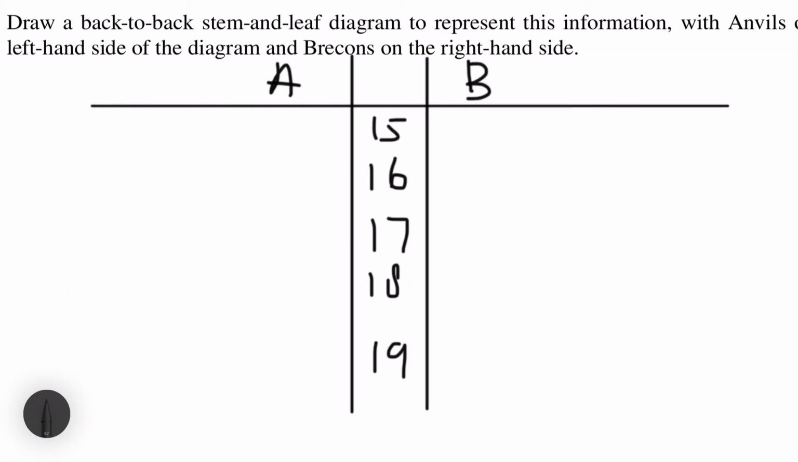Now for a back-to-back stem and leaf diagram, all you need to do is make your heading. I have A for anvils and B for brackens. I'm not sure how to pronounce that. And I'm writing the first two values, so 15, 16, 17, 18, and 19. Now I will show you one example. I see 158 here, so in order to put that in the stem and leaf diagram, all I need to do is write 8 for 15, so 158. And I'll do the rest that way.